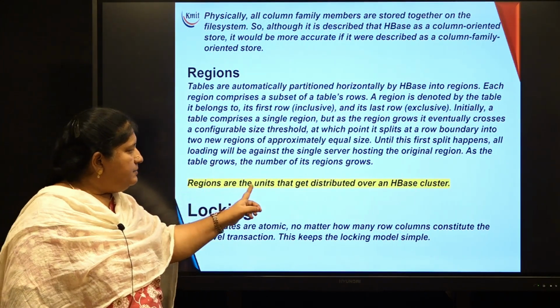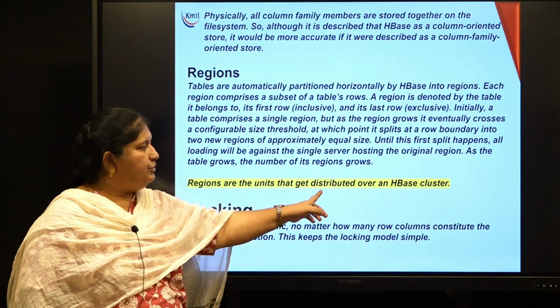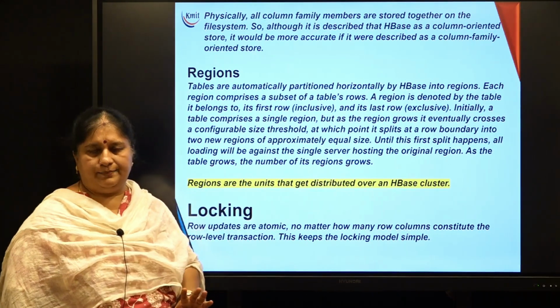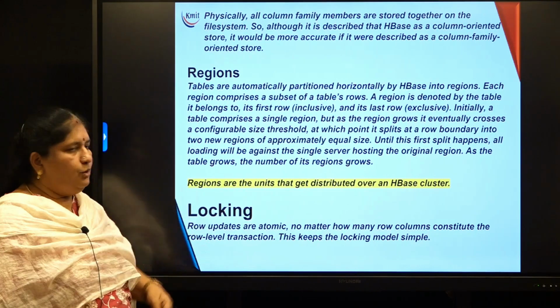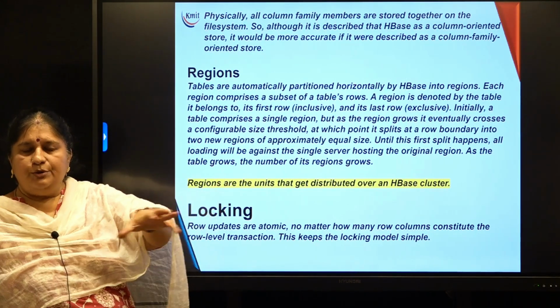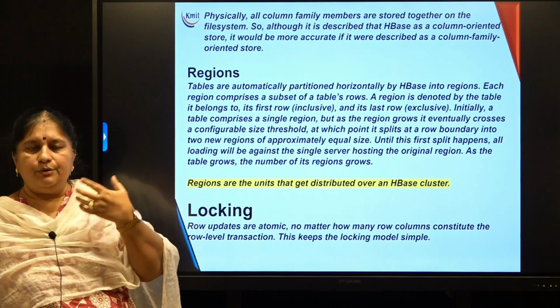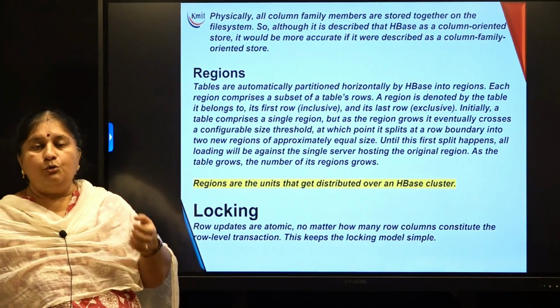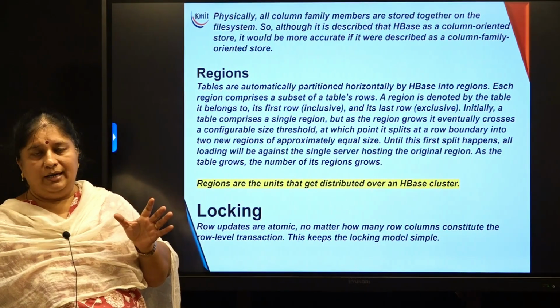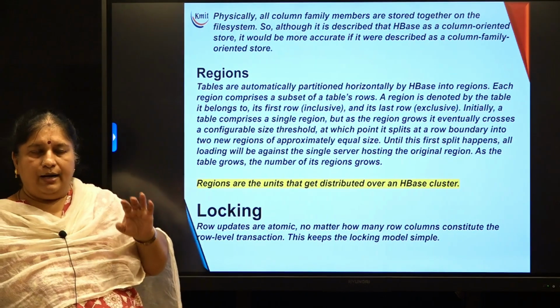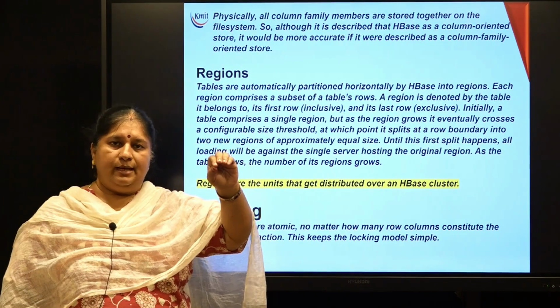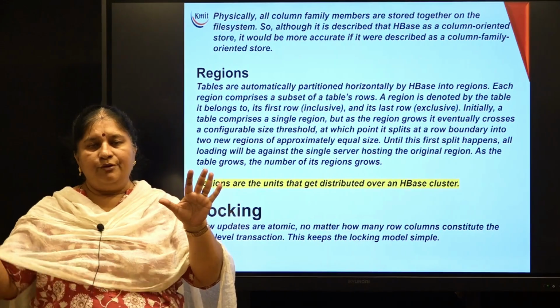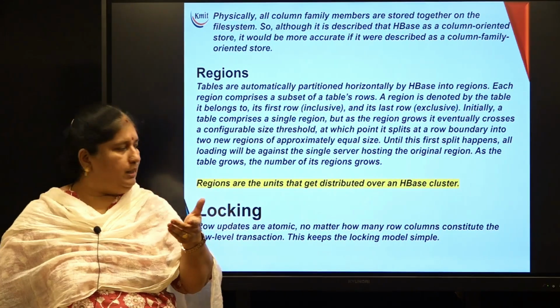Regions are the fundamental units which are distributed over the HBase cluster, right? Then locking: we are distributing the data across the network, taking a region. How do we go for locking of the data? Locking is when I am trying to update, for example, row 5. If someone wants to read it, how do I do that?